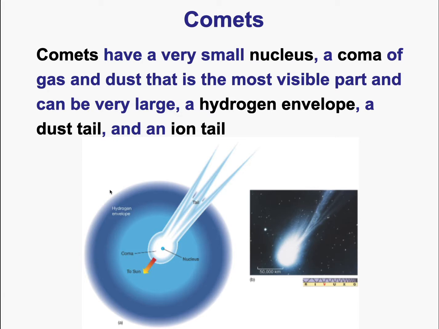The ion tail always follows the solar wind, whereas the dust tail is going to leave behind a curved shape pointing away from the sun at all the points where the dust is leaving the object. As it continues to move in its orbit, the dust tail is going to look more curved, and the ion tail will always look straighter. Sometimes comets don't end up with both tails discernible. Sometimes it's all kind of intermixed. It depends on the size of the comet and how close to the sun it gets.